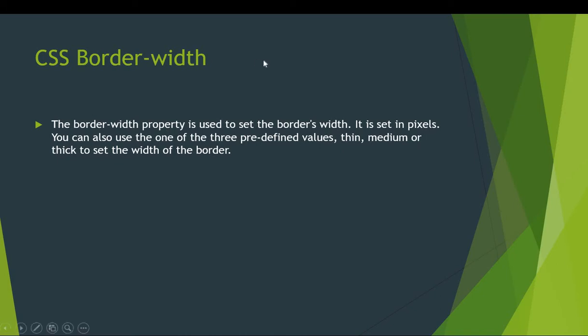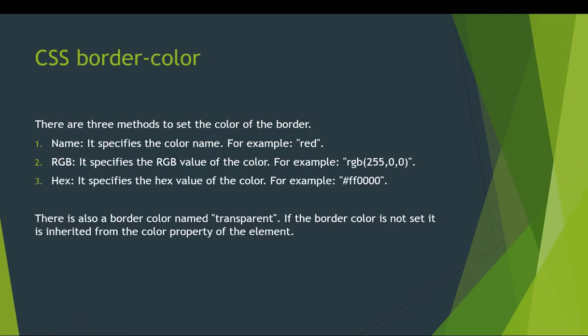Next is the CSS border width. The border width property is used to set the border width. It is set in pixels. You can also use one of the three predefined values such as thin, medium or thick to set the width of the border. And the last property is the color property.